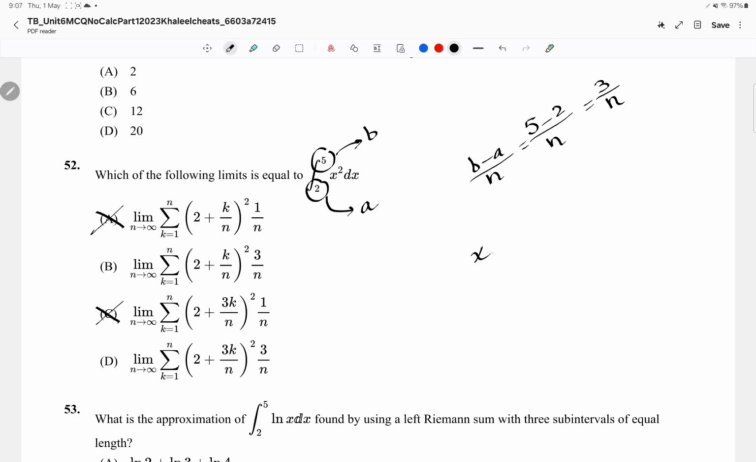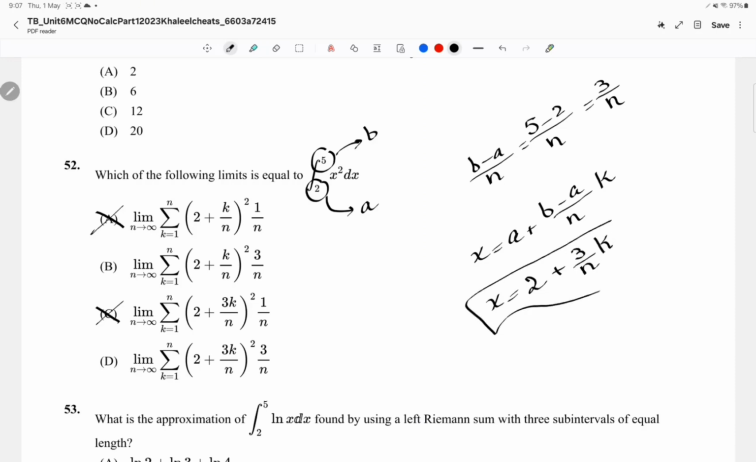Now, how do we define the x? x is equal to a plus b minus a over n times k. Okay, and we know that a is equal to 2, and b minus a is just 3. So that's going to be our x. And we see our x basically in choice D. That's our x squared, because if you recall back in here, the x was squared. Okay, so it's going to be choice D, the answer.